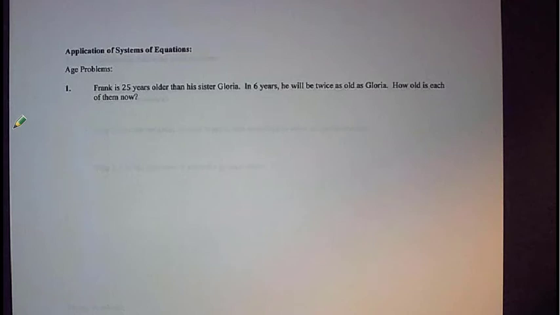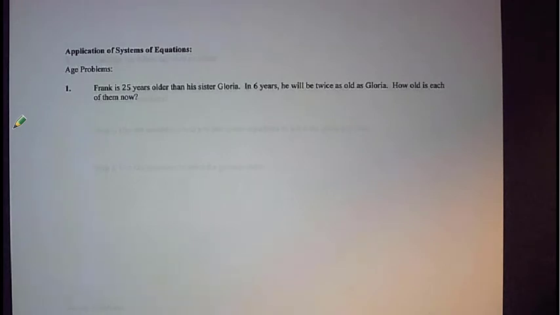Okay, so for our next section, we are going to be looking at applications of systems of equations. So again, we're still looking at systems, so we're still looking at two distinct equations. I want to remind you that every single one of these problems that we do today is going to have two different equations with two different variables.